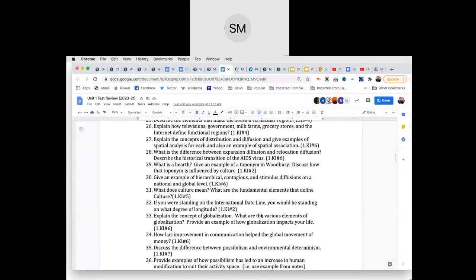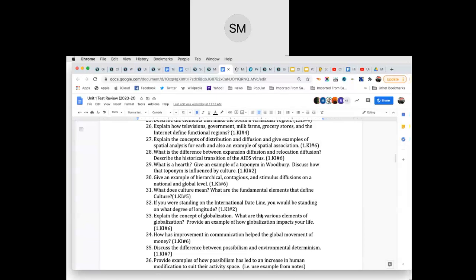Give an example of hierarchical and contagious and stimulus diffusion. Hierarchical is often from an authority. In the United States, it's mostly celebrities or politicians or multinational corporations. And you can see that through your use of social media. A lot of that's going to be hierarchical, multinational corporations that spread everything on social media.